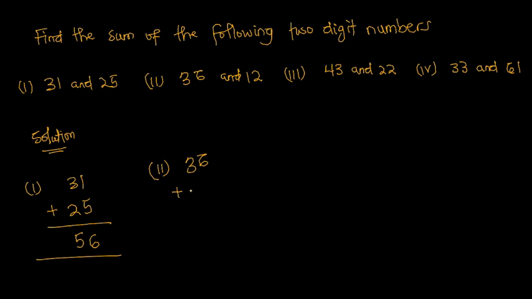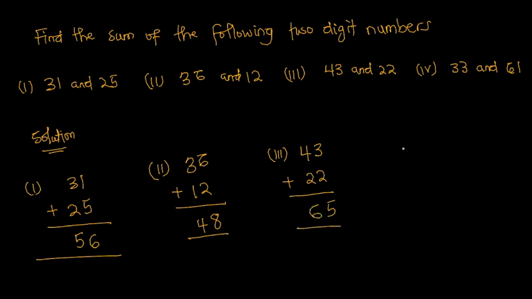36 plus 12. Alright, so 36 plus 12. 6 plus 2 will give me 8. 3 plus 1 will give me 4. So my final answer is 48. Let's move on to the next question. I have 43 plus 22. As usual, 3 plus 2 will give me a 5. 4 plus 2 will give me 6. So my answer is 65.